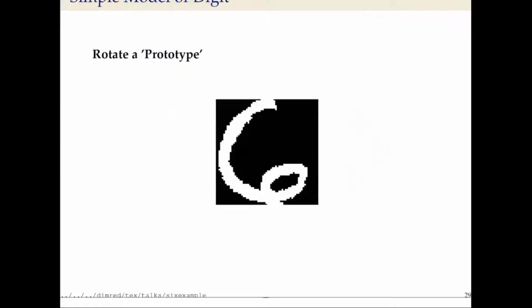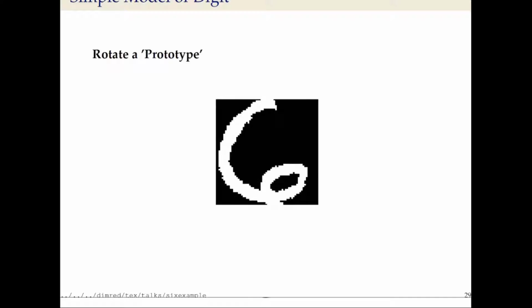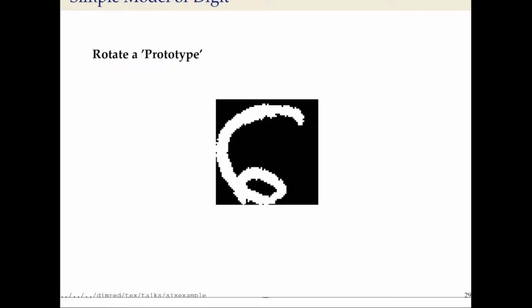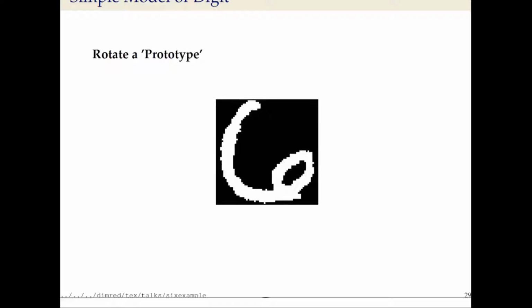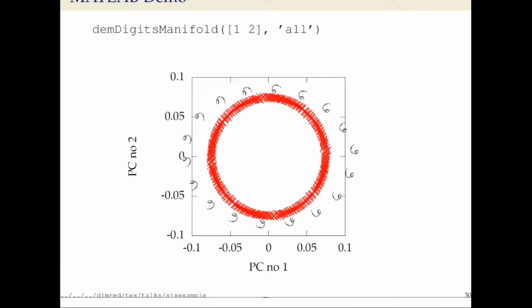Okay. So in dimensionality reduction, non-linear dimensionality reduction, which we're going to move on to, but we'll start with linear, what we do is we rotate a prototype. Instead of modeling that 6 as independent, I would believe 6s are more generated by taking a 6 and rotating it around. So what I've created for the purposes of illustration, and I went through this in more detail last time, is a data set of rotated 6s. And what I'm showing you here is the first 2 principal components of that data.